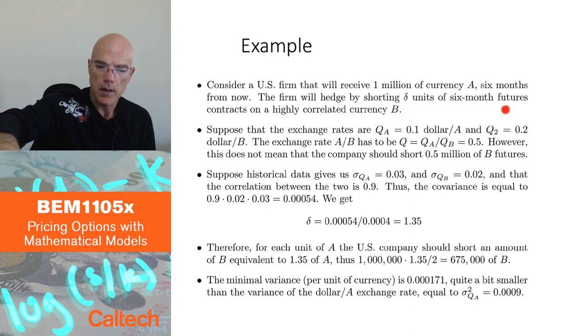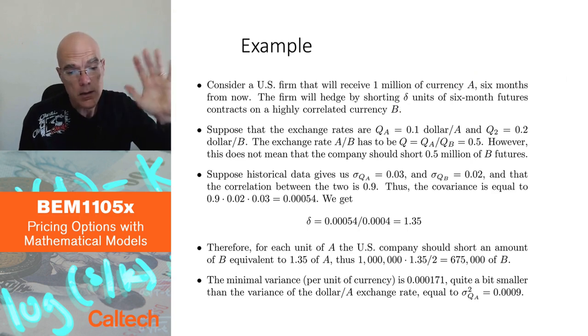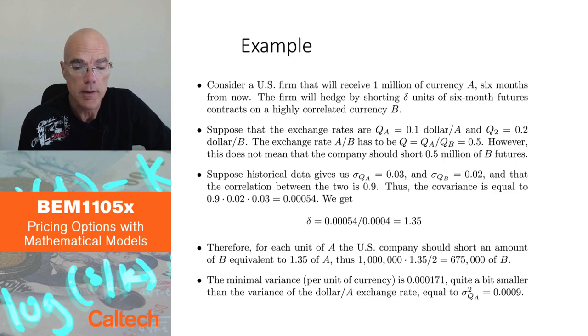Let's say there are 6-month futures contracts, however, not on currency A, but on some correlated currency B. Currency A is some small currency of a small country. There are no futures contracts, maybe, and let's hedge with a futures contract on a correlated currency.